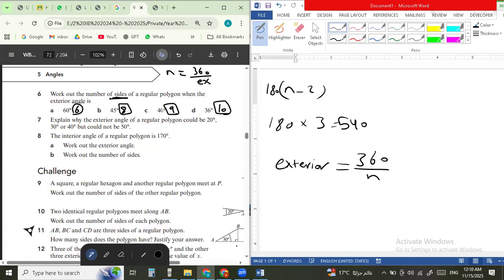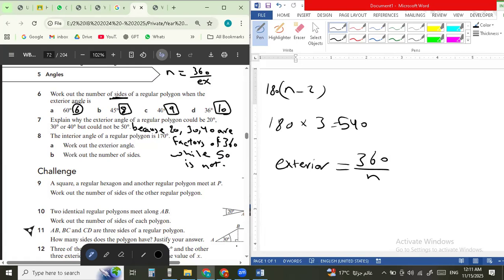Explain why the exterior angle of a regular polygon could be 20 degrees, 30 degrees, 40 degrees, but could not be 50 degrees. Actually, because the exterior angles 20, 30, 40 are factors of 360, while 50 is not a factor of 360.